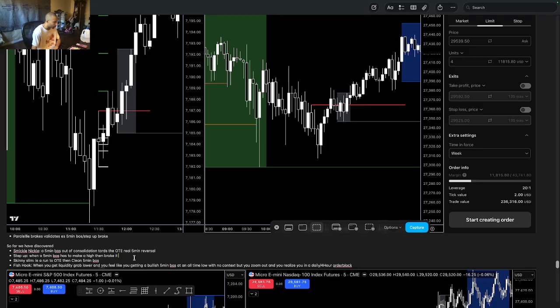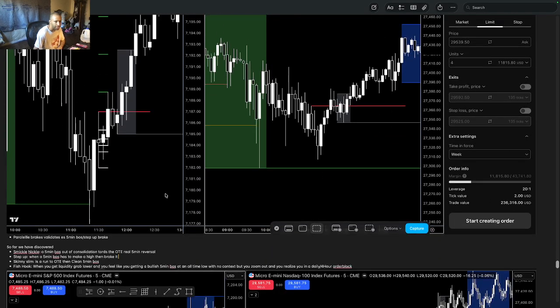And then a step up is a 5-minute breaker structure. It has to make a high, then break it. So what did it do? It made this high first, and then it broke it. That's a step up. And then a skinny schlim. A skinny schlim is the ideal setup.